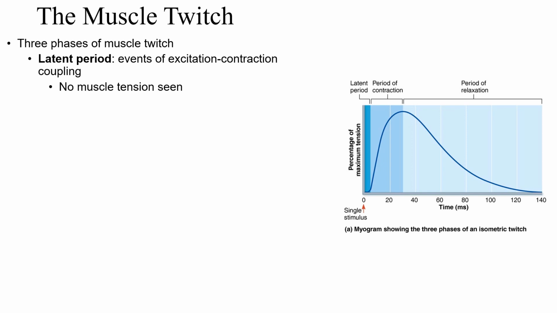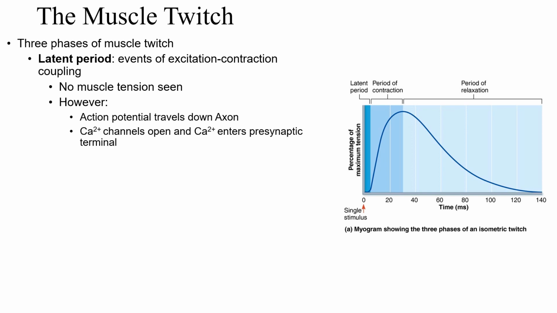During this time there is no actual muscle tension, and so you actually are staying at zero even though the stimulus has come into the muscle. Okay, so it looks like nothing's happening. However, a lot is happening during this time, and so let's go over that quickly. So if you remember, an action potential will travel down the axon to the neuromuscular junction.